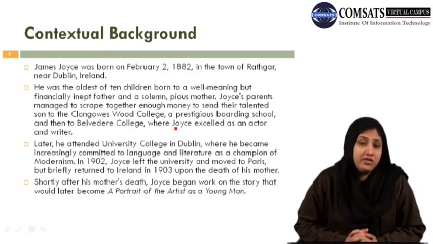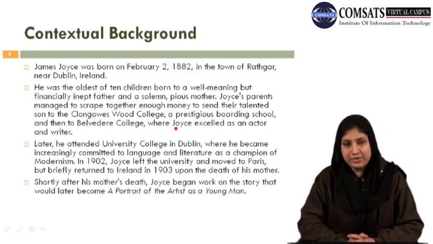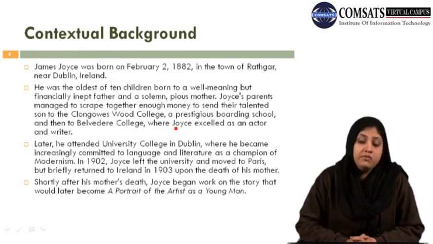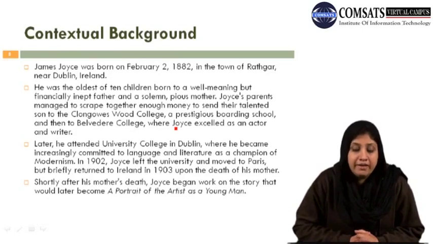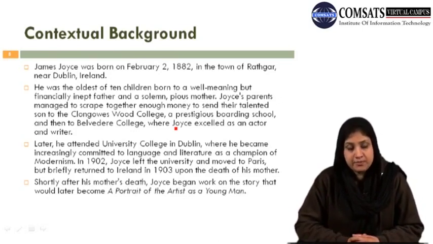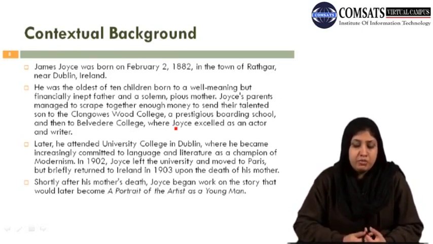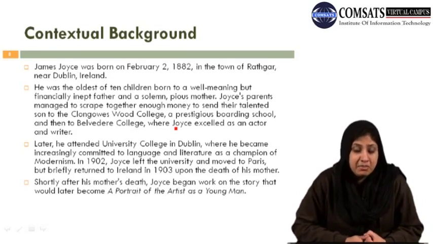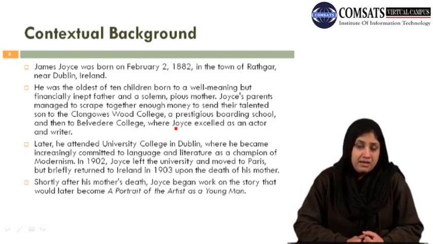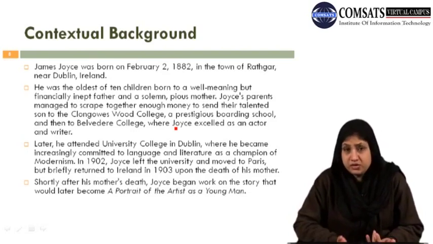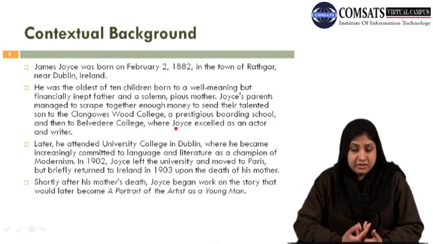Starting with the contextual background, James Joyce, the writer, was born on February 2nd, 1882, in the town of Rathgar near Dublin, Ireland. He was the oldest of 10 children born to a well-meaning but financially inept father and a solemn, pious mother. So, this was his family's financial status.